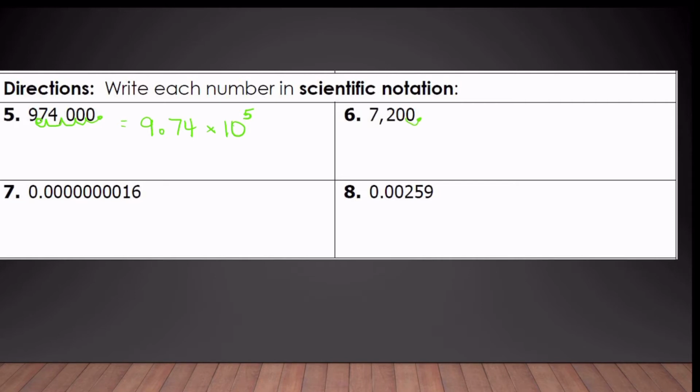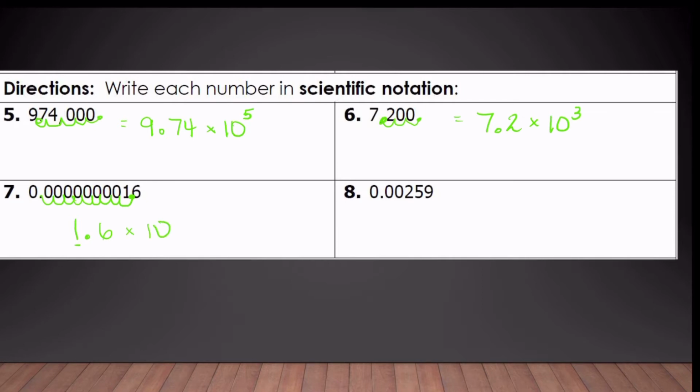And I'm going to go 1, 2, 3. So my answer is 7.2, and there are 3 little swoops, so the 3 is my exponent. If I come down here, there's lots of zeros. I'm going to go 1, 2, 3, 4, 5, 6, 7, 8, 9. And I'm going to stop there because I only want one number in front of my decimal point.